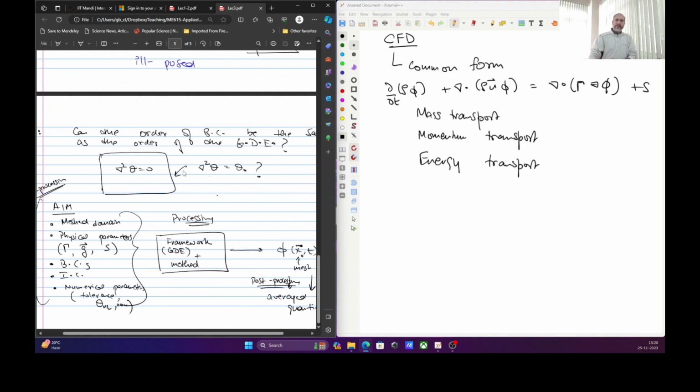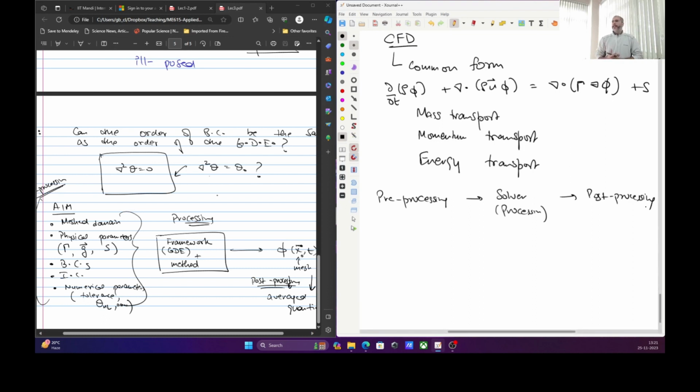Then we summarized the overall solution strategy of computational fluid dynamics as a three-step approach. One is pre-processing, followed by a solver or processing, and then you have post-processing.